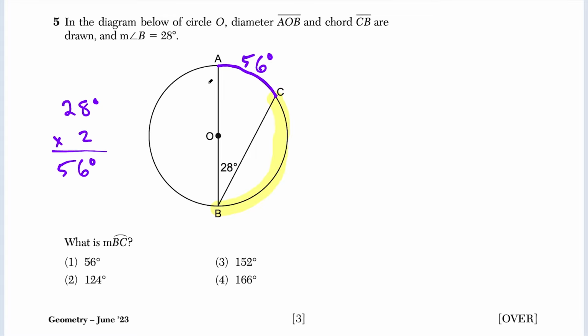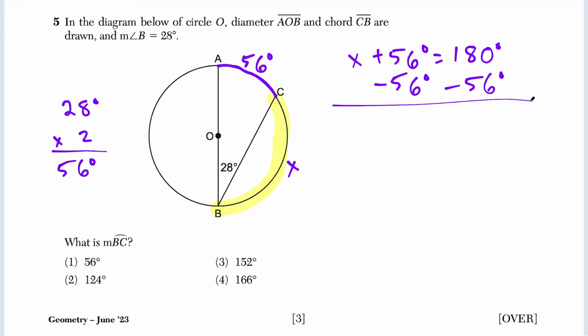But now they told us that AOB was a diameter. So that means that this measure here, let's say I call it X, that this measure X plus 56 takes up half of the circle. So this is going to equal 180 degrees. Because once again, the diameter cuts the circle in half, and in a full circle, we have a 360 spin, so half of the circle would make up 180. So now I just subtract 56 on both sides. And for this part here, we just work this out. X is going to equal, and if we do 180 minus 56, that's going to be 124 degrees. So this is going to match up with choice 2.